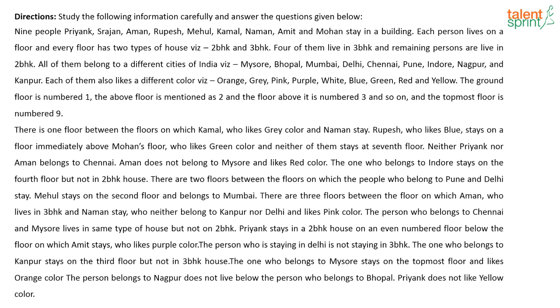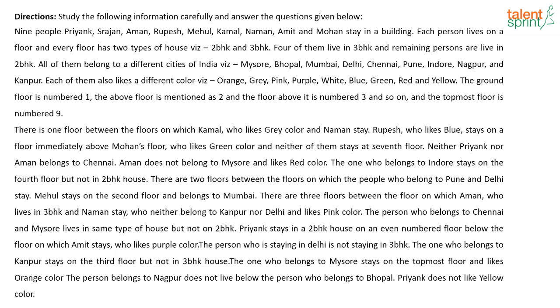We will move on to a puzzle now. This is basically a floor puzzle. There are 9 people, as given in the question, who stay in a building. Each person lives on a floor and every floor has two types of houses, 2 BHK or 3 BHK. 4 of them live in 3 BHK while the remaining people live in 2 BHK. All of them belong to different cities as follows, and each of them likes different colors.